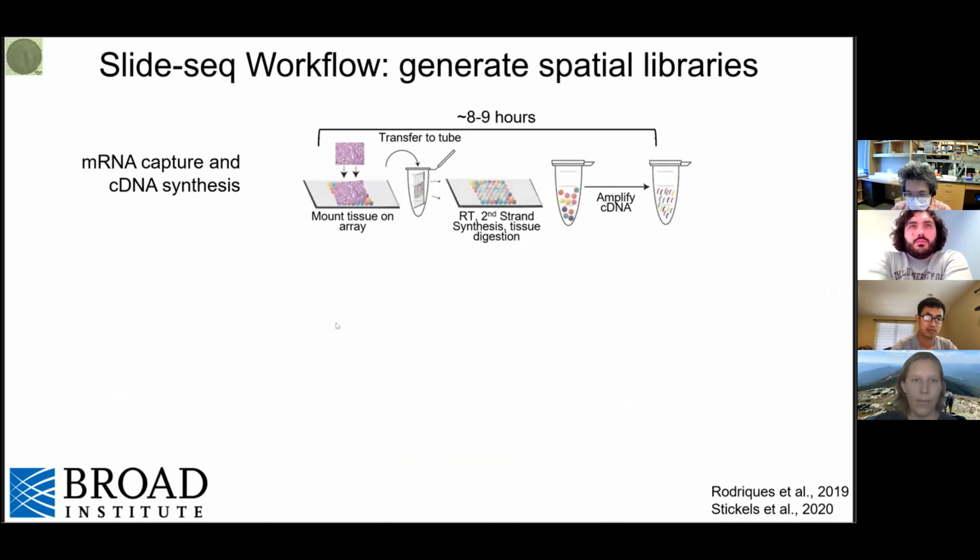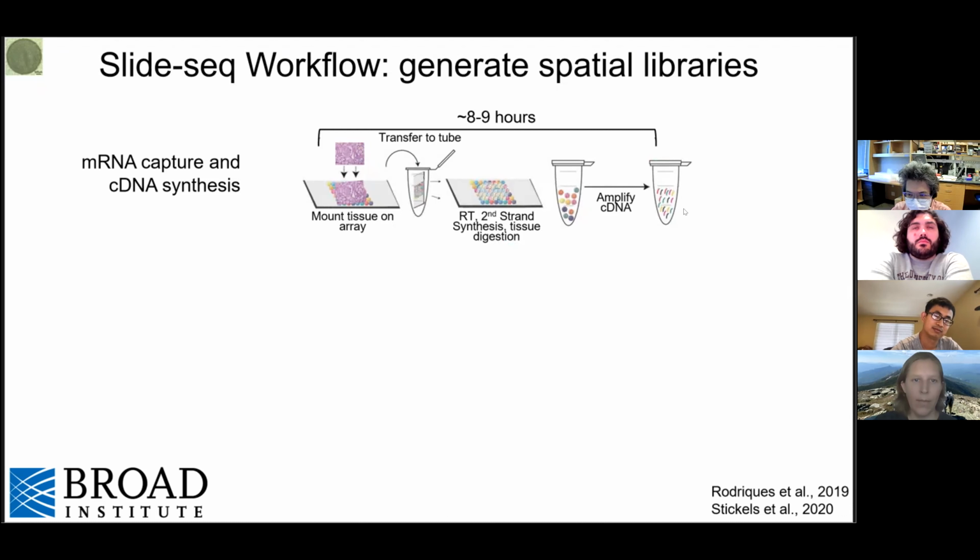Once you have the beads sequenced and their spatial locations known, you're ready to put tissue on. For me, I was using kidney tissue, and I took a 10 micron slice of kidney tissue and mounted it onto the Slide-seq array. You then transfer the glass coverslip with the tissue on the beads into a tube with SSC buffer, and allow the RNA to bind to the beads for about 15 minutes. You then perform reverse transcription, second strand synthesis, and tissue digestion. Now the beads are in suspension, and you amplify the cDNA.